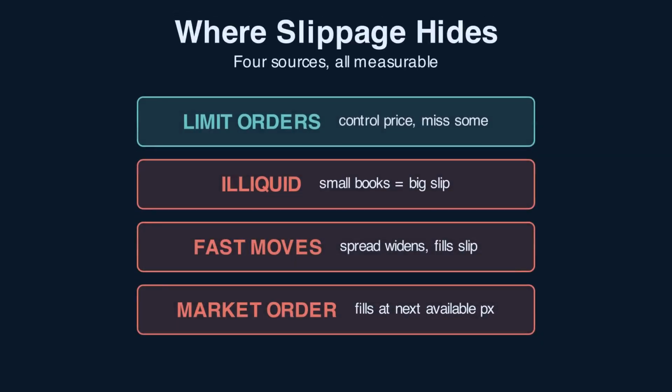1. Market orders. By definition, a market order accepts whatever the next available price is. In a calm market, it's the bid or ask. In a fast market, it can be cents or dollars away. 2. Fast moves. When price is moving aggressively, the spread widens and fills land deeper into the unfavorable side. 3. Illiquid names. Small share counts can sweep multiple price levels, especially in low-volume stocks.